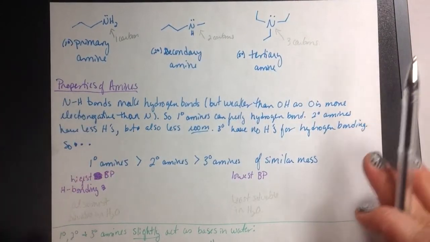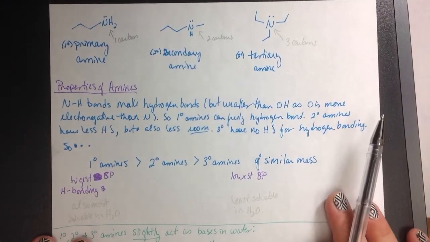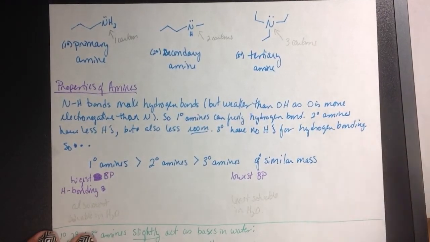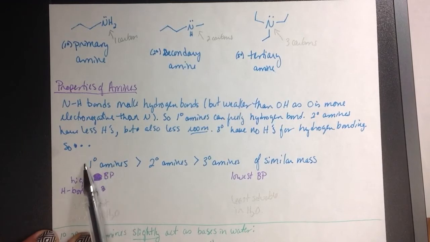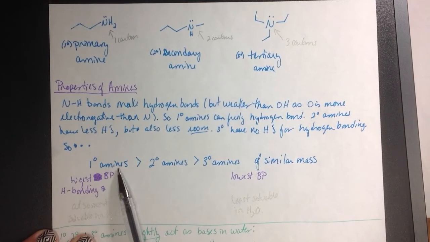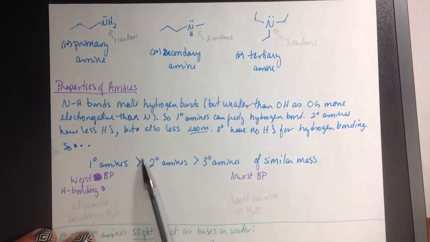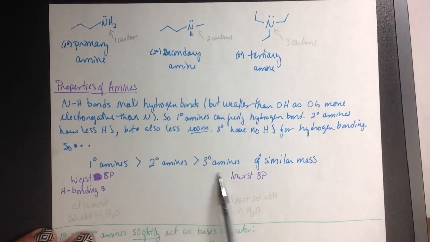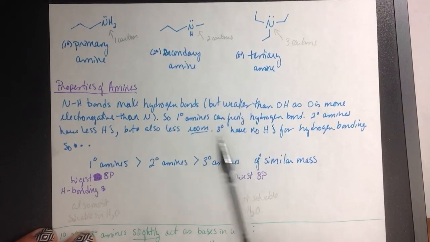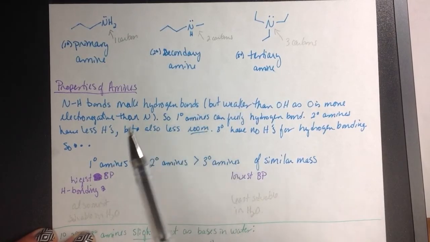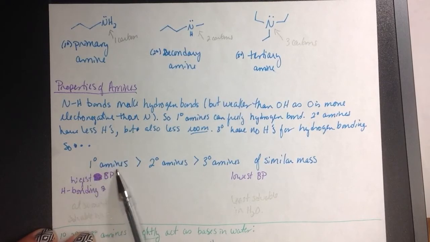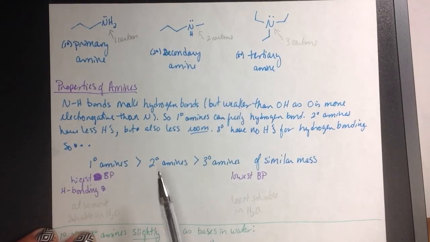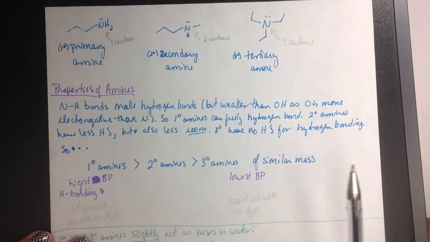And that's exactly the order in which you see the boiling point, or melting points, correspond to. So primary amines, since they can hydrogen bond more, are going to have the highest boiling point, melting point. Secondary amines, middle, and tertiary amines, the least. Because these can hydrogen bond the most, these can hydrogen bond the least. That also means that these are more soluble in water, and these are the least soluble in water. Secondary is just in the middle of all of that. Okay.